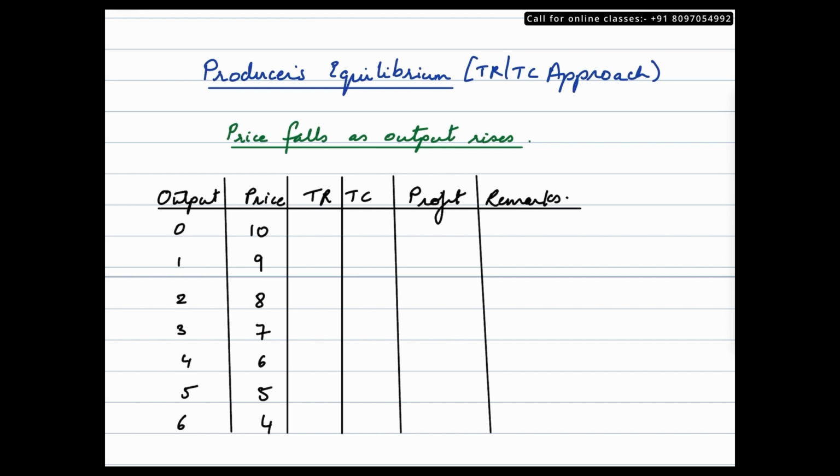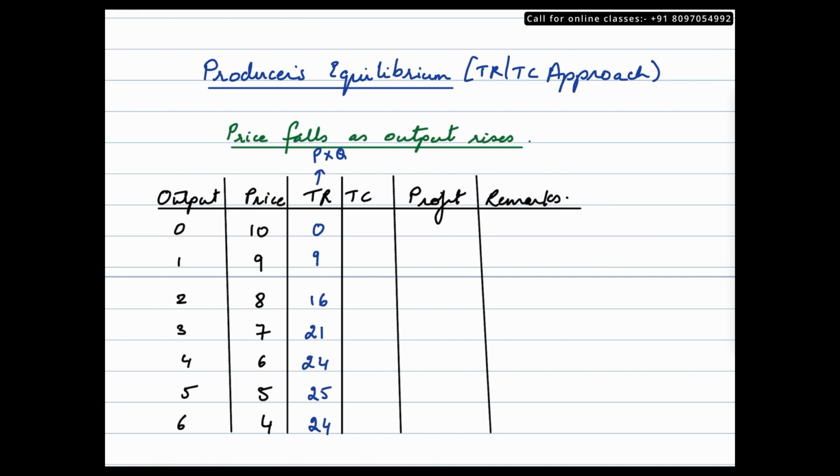output. So as we can see, we have the table here, we have output and we have price which is falling. Total revenue, as I mentioned in the previous video also, is the multiplication of price and quantity. So basically it's the multiplication of these two columns. Let's get the figures. So 0 times 10 is 0, 9, 16, 21, 24, 25 and 24.